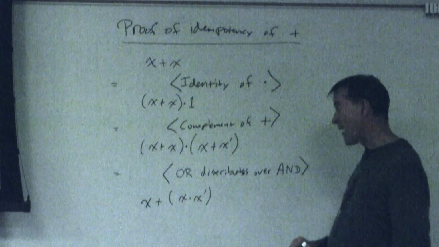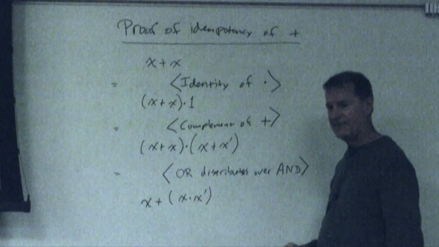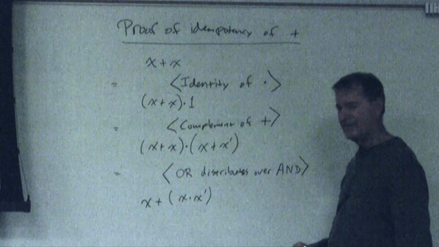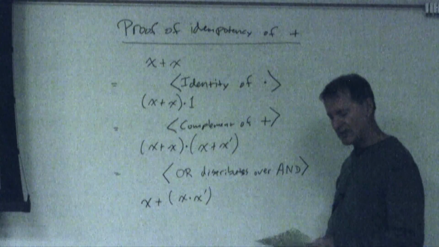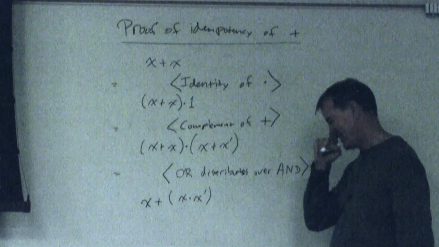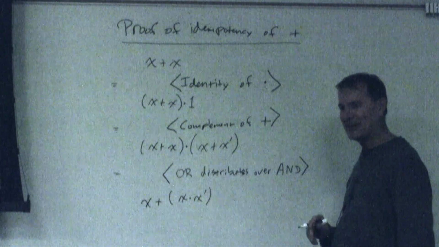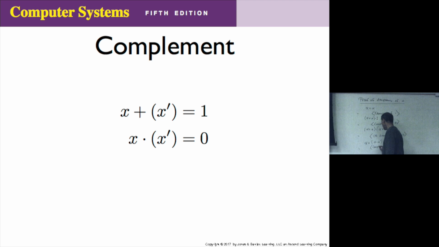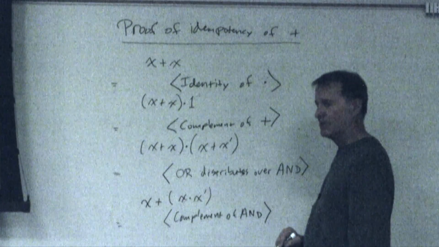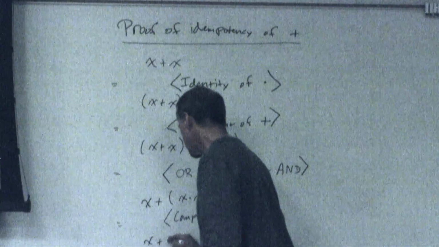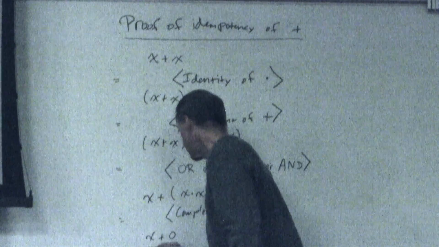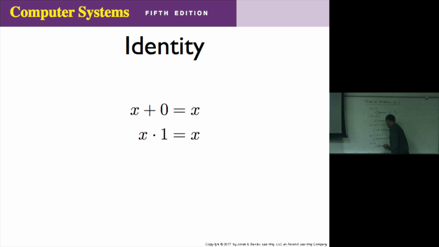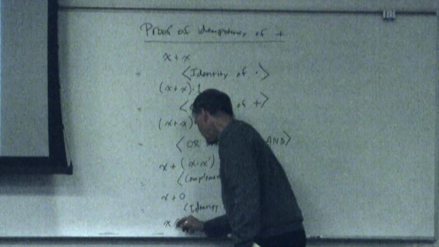Now, Oscar, what do you think we should do now? Identity? What do you think? Complement. Complement of what? Complement of and. Okay, so Sam, by complement of and, what is that? X or zero. And now Chloe? The identity of or. So identity of or, what? X. Boom, and that's what we were trying to prove, that this equals this.